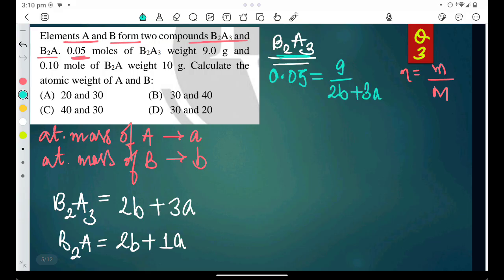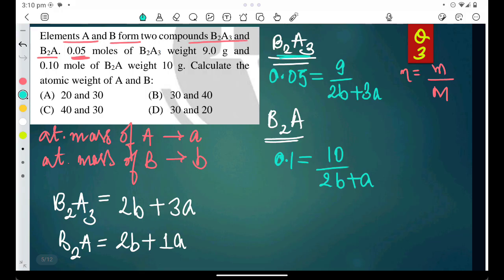plus 3a. Now similarly I get the second equation by talking about B2A, and for the compound B2A, how many moles do I have? 0.1 mole only. And how much mass is given? 10 gram. What is the molar mass of B2A? It is 2b plus a. Now through these two equations I'm supposed to substitute the value of a and b.